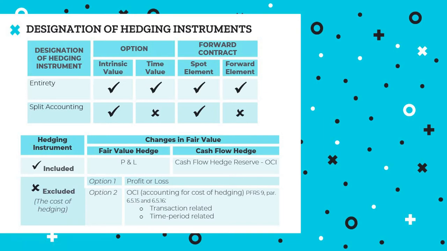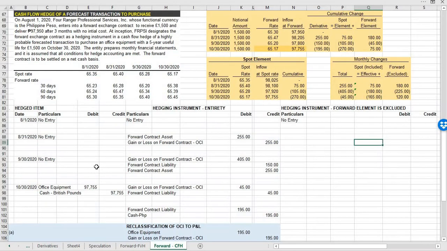Again, ang gagawin natin sa ating illustrative problem is yung change sa forward element since excluded will be recognized in profit or loss, the first option. Kaya, ang journal entry natin will be debit forward contract asset, yung 255 pesos. Then, tayo ay mag-credit ng gain or loss on a forward contract, OCI, na 75 pesos. So, gain ito, yung 75 pesos, kaya credit natin sa OCI. At ito yung OCI na cash flow hedge reserve.